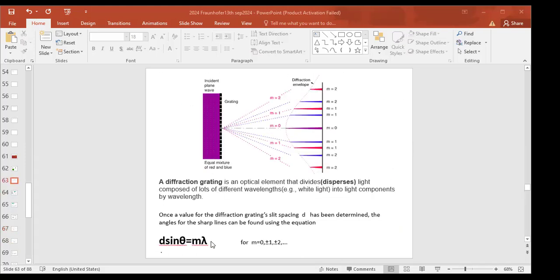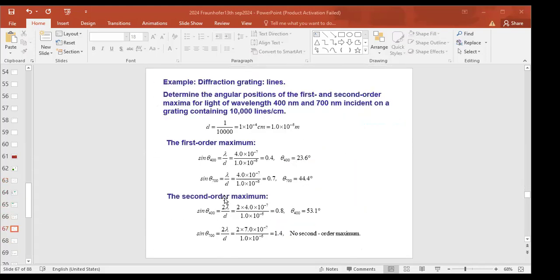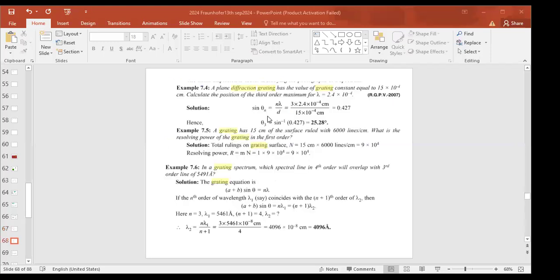D sine theta is equal to m lambda. This is the equation you have to use, right? Sometimes you get this D directly. In many cases, you will get the lines per centimeter or lines per inch, and then you have to calculate the D, and then use the D sine theta is equal to M lambda equation.